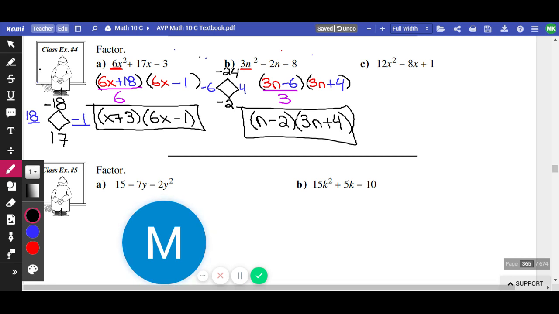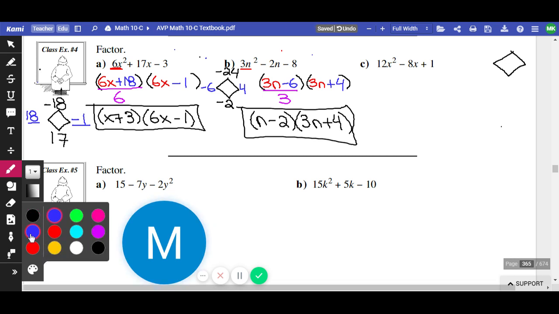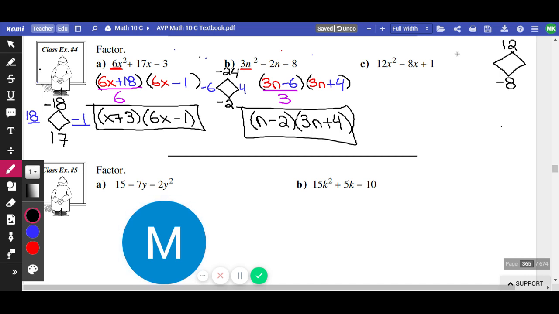Okay, C. I'm pretty sure C has a little bit of a trick to it. So if we look at that one, we see it's a trinomial. We do our diamond method. The top of the diamond would be 12, the bottom would be -8. Things that multiply to be 12 and add to be -8 would be -2 and -6. Right? A negative times a negative becomes a positive, but a negative plus a negative is still a negative.